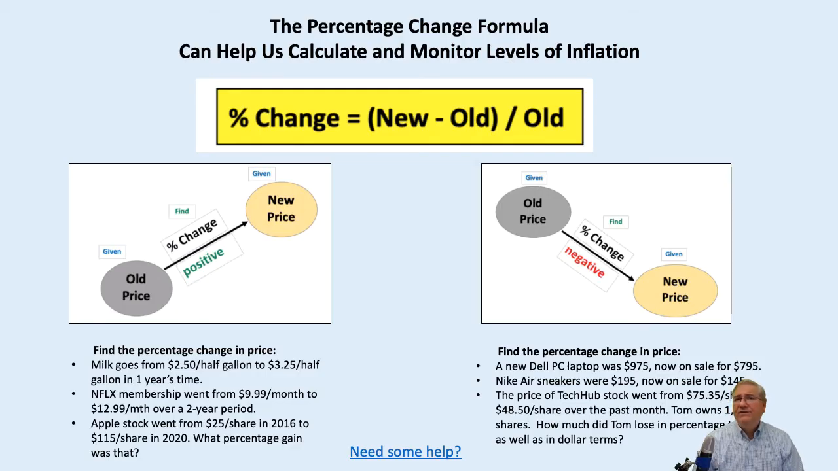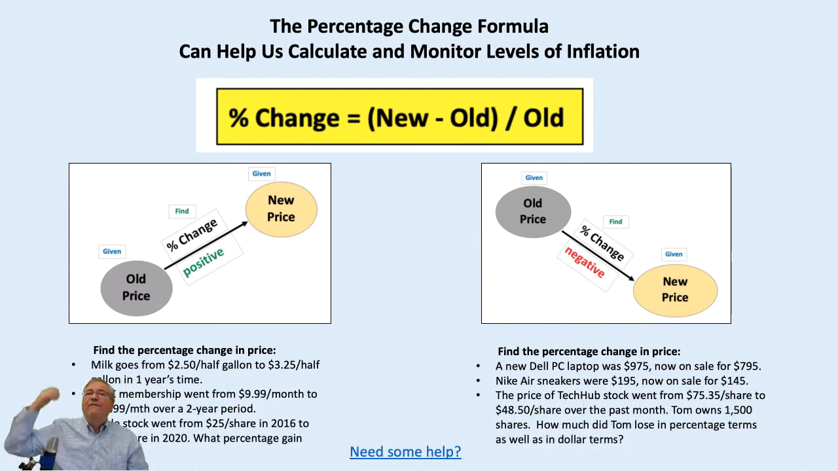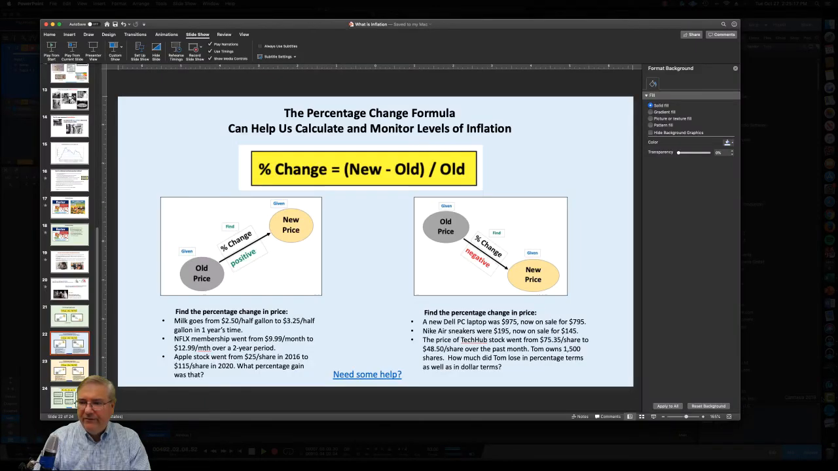Next, I'd like to do two examples where we calculate the percentage decrease together. So the price is going from an older, higher value to a lower value. So let's check out the first problem together here on the right-hand side. It says that a new Dell PC laptop was $975, and it's now on sale for $795. What would be the percentage discount? So all we have to do is follow the same steps in an Excel spreadsheet or on a calculator, your choice, and we're going from $975 to $795.